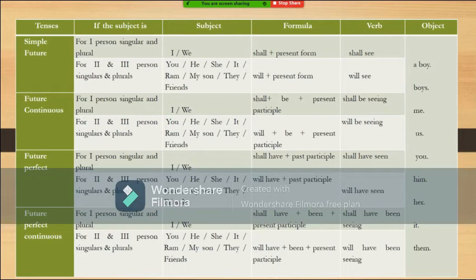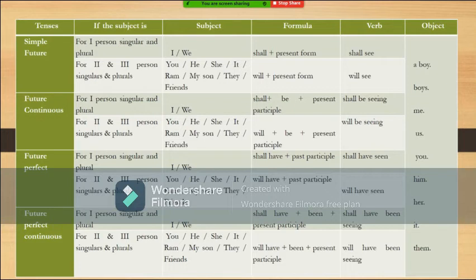For example, will see is right. But will saw is wrong. Will seen, wrong. Will seeing, wrong. Like that. Shall go is correct. After shall, we can write go. Shall went is wrong, because went is the past form. After will or shall, only the present form will come. After will or shall, you have to write only the present form.